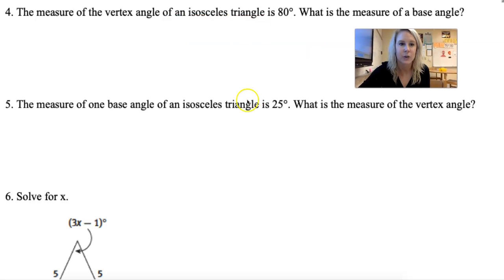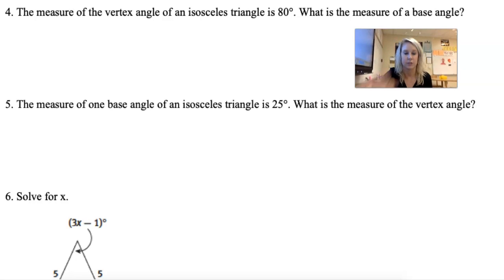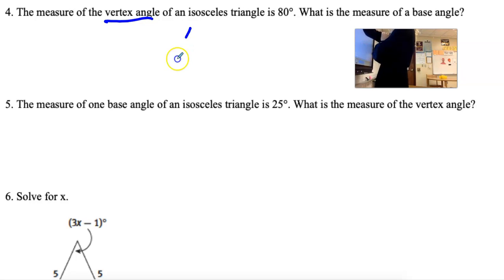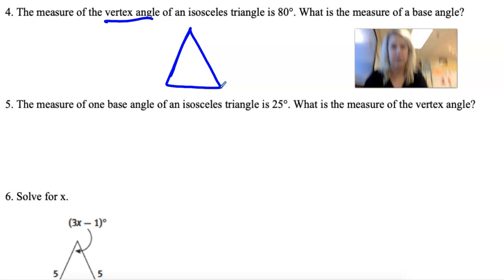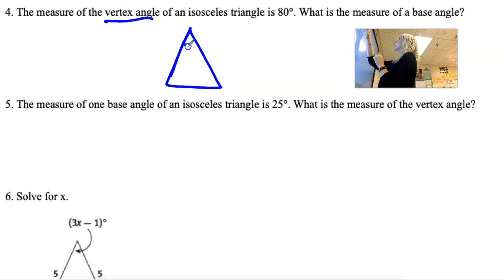All right, so the measure of a vertex angle of an isosceles triangle is 80 degrees. What is the measure of the base angle? First, we're going to draw a picture because that's going to help us out. Vertex angle, remember, is the tippy top angle. So I have this, okay? Vertex angle is going to be 80. So this top part on the inside is 80, and if it's an isosceles triangle, I know the two sides that meet up with the vertex are congruent. So I'm trying to find the base angles, which I already know have to be the same.